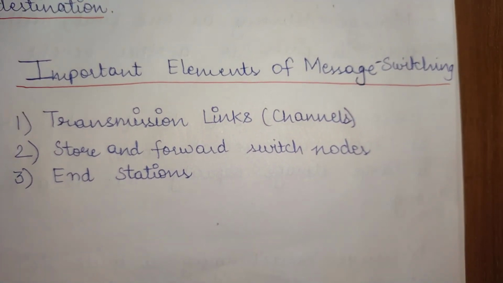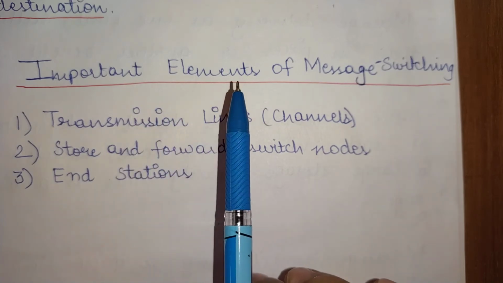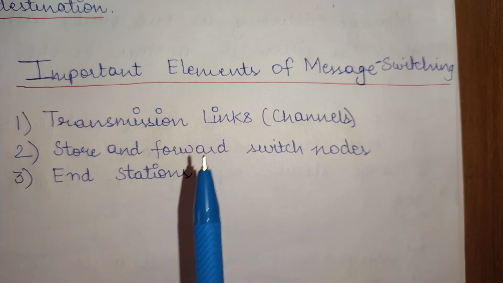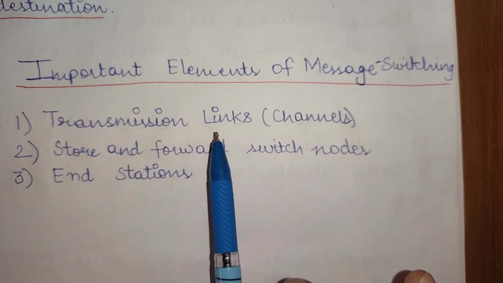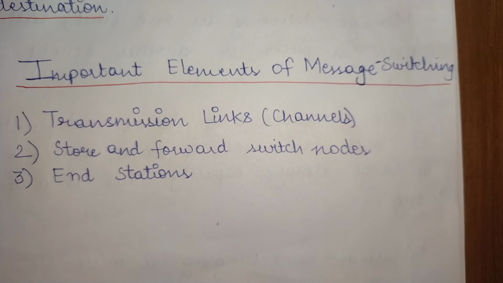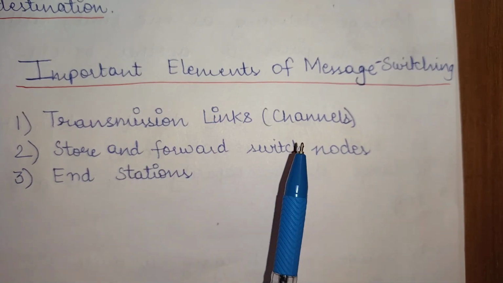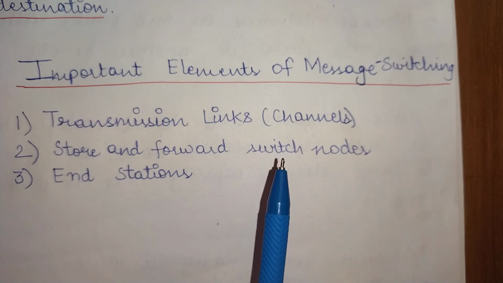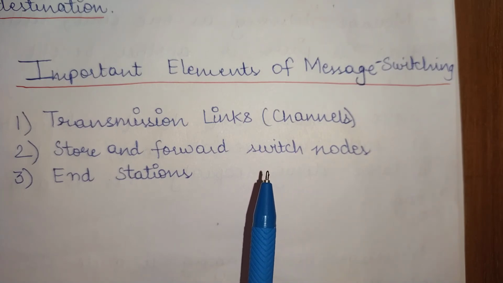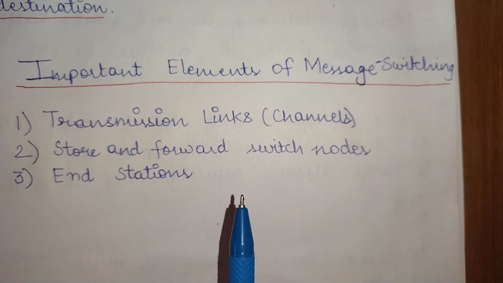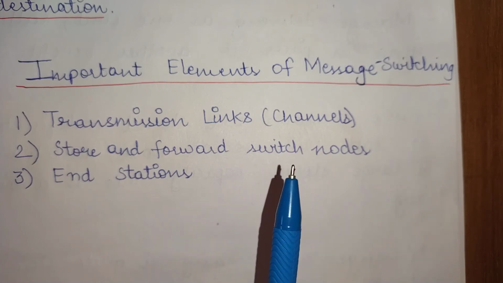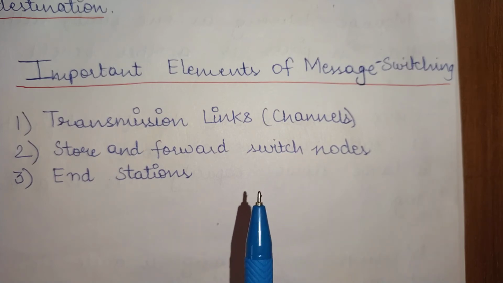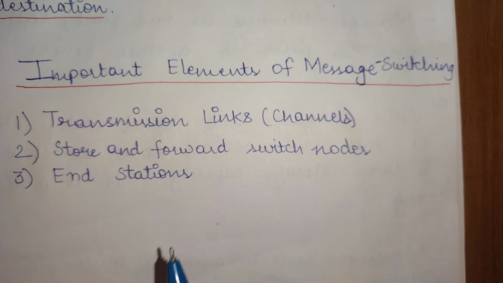Up till now, whatever we have studied about message switching, from this we can easily conclude that there are three important elements of message switching. And what are these three important elements? First of all, the transmission links or the channels through which the message will be transmitted. Then the store and forward switch nodes, which are doing a very important task of receiving the message first, then storing it until they find a free outgoing line to forward it, as well as until they find the next intermediate node which is accepting it, right?